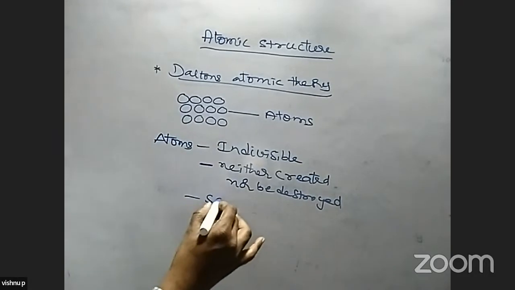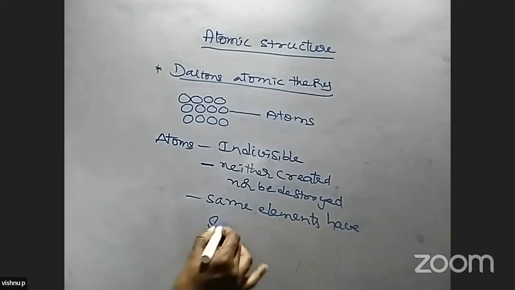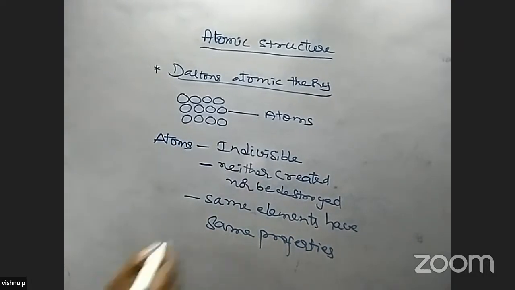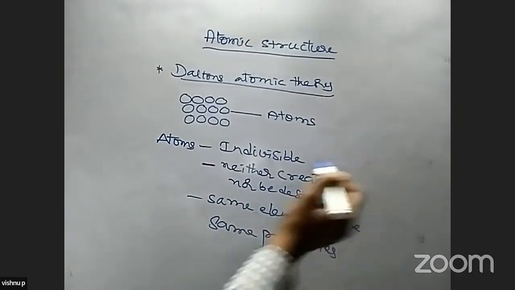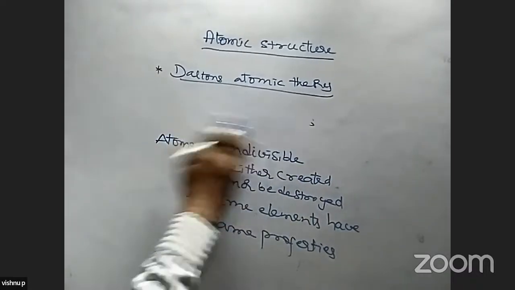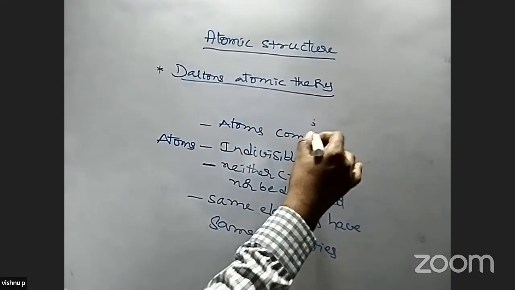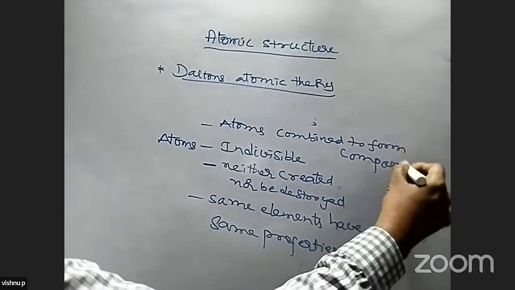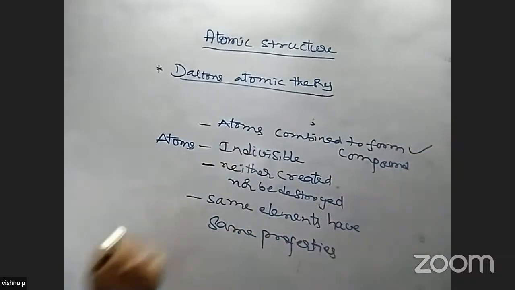Atoms of the same elements have the same properties, and different elements have different properties. He also explains the formation of chemical bonds: atoms combine to form compounds. So these are the important postulates of Dalton's atomic theory.